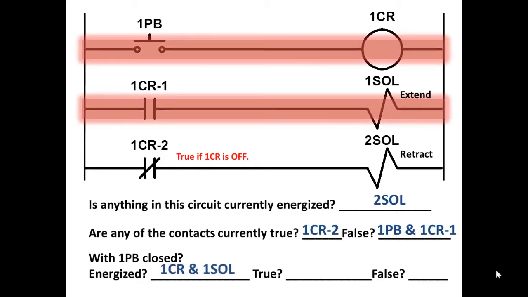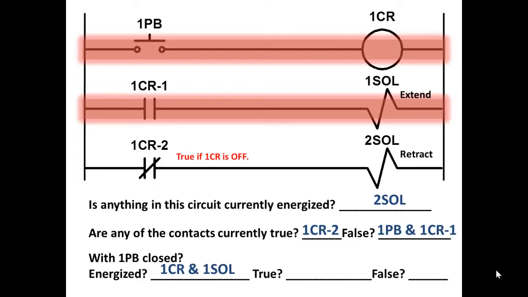Yes, 1CR is energized. That closes the normally open contact 1CR-1, which allows current to flow through 1 SOL, energizing that coil, which is a solenoid. It shifts the spool to the other side and allows compressed air to be pushed in the back of the cylinder, pushing the rod out and extending it.